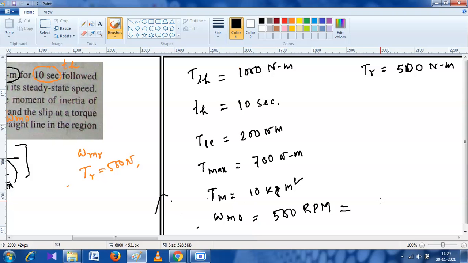So to convert from RPM to radian per second, what should we do? So pi by 180? We have 500 RPM. We have to convert it to rad per second.